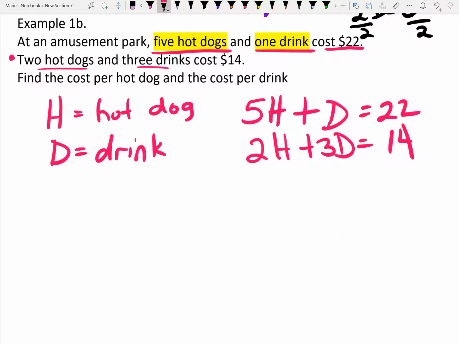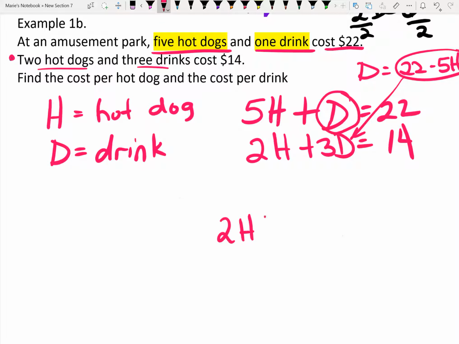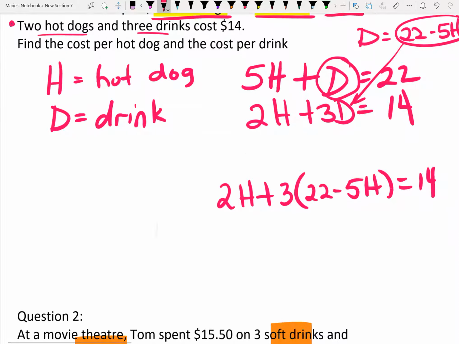Okay, this is where you need to come in and make a decision. Do you want to use substitution method, or do you want to use addition method? The reason why I introduced that here is because that is 1D, that's just 1. So you can solve for D and call it 22 minus 5H, and then just substitute this in here. So that is an option. If you wish to do that, in that case that will become 2H plus 3 times 22 minus 5H is equal to 14. Again, this is substitution method because you have a single variable, if there is no coefficient next to it.